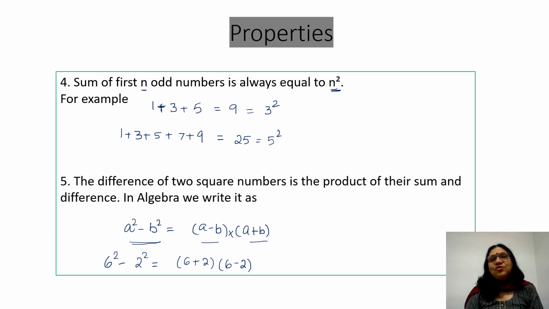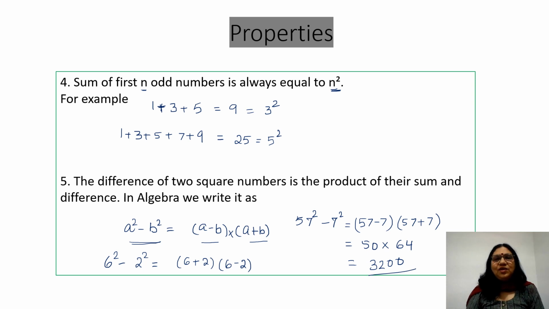It helps you when you calculate with large numbers. Suppose you are calculating 57 square minus 7 square. So it can be written as 57 minus 7 into 57 plus 7. And then it becomes easy to calculate. So it is 50 into 64. So it becomes easy when we use this identity.